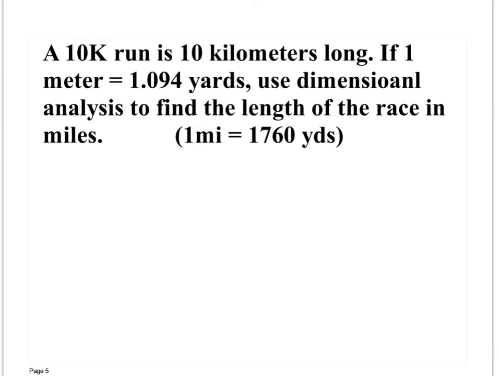Alright, write this down. I apologize, I misspelled dimensional. It should be NAL. The 10K run is 10 kilometers long. If 1 meter is equal to 1.094 yards, we're supposed to use dimensional analysis to find the length of the race in miles, with 1 mile being 1760 yards.